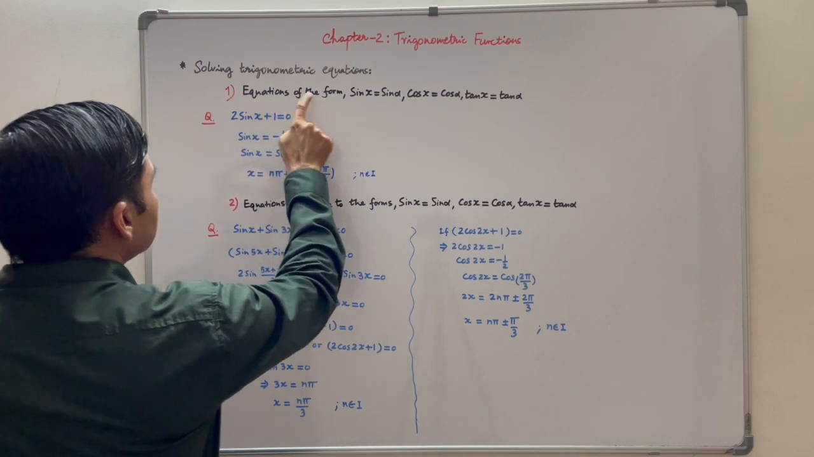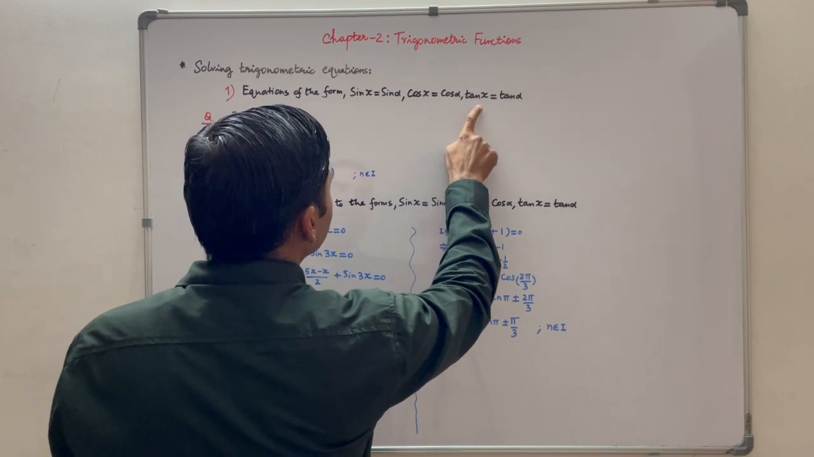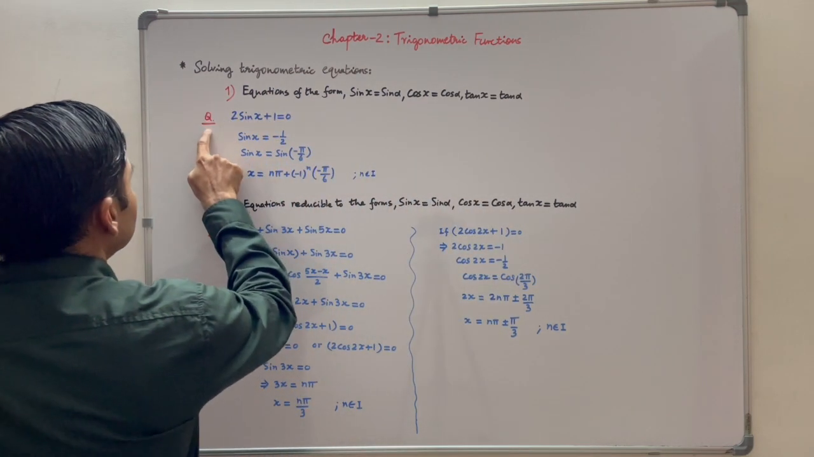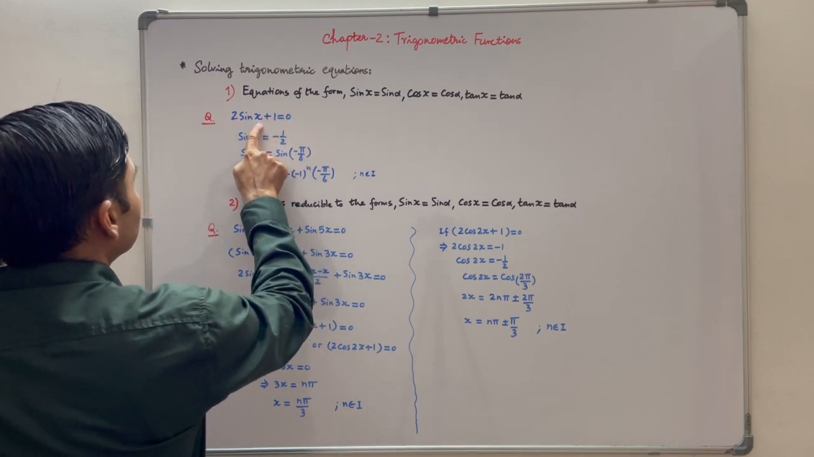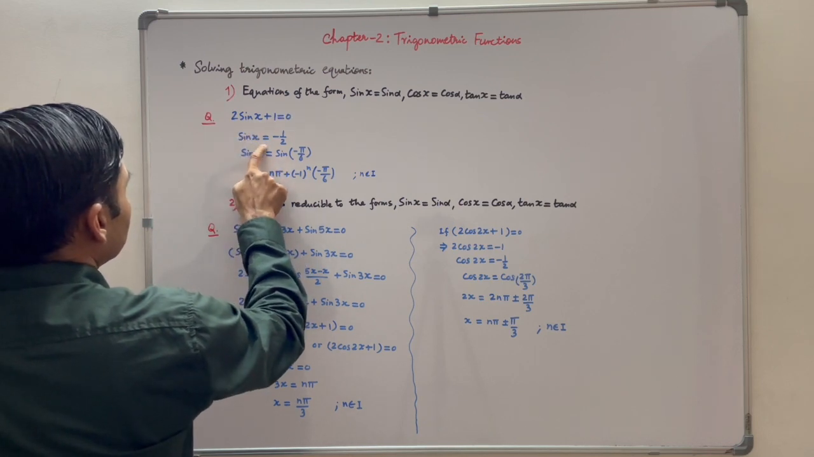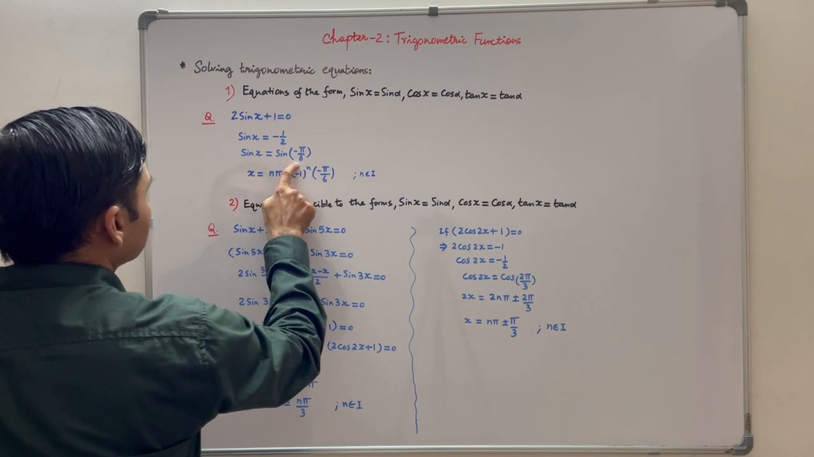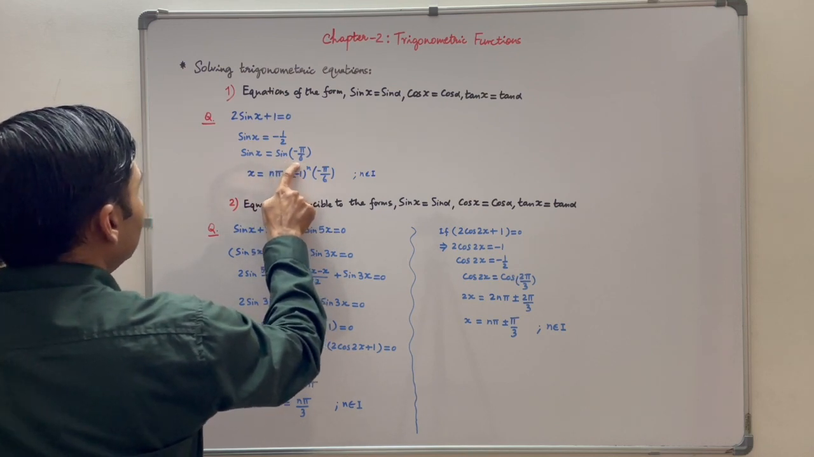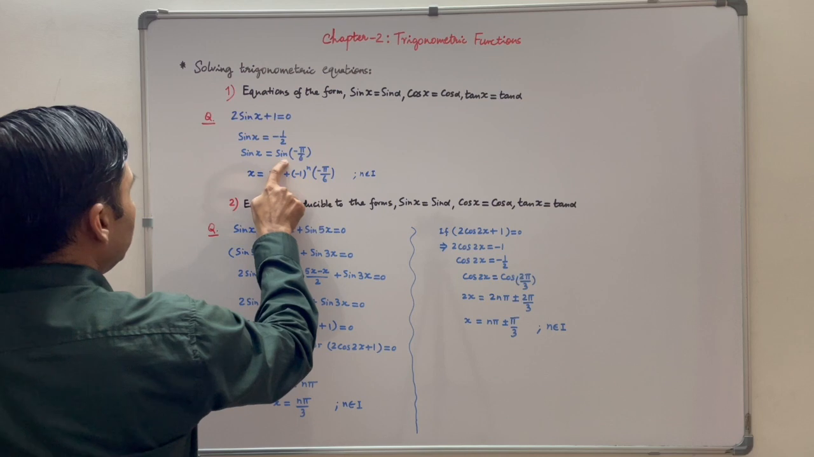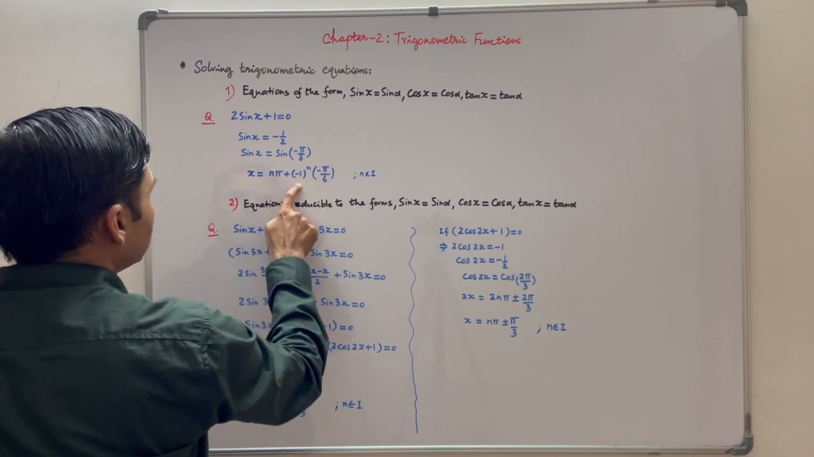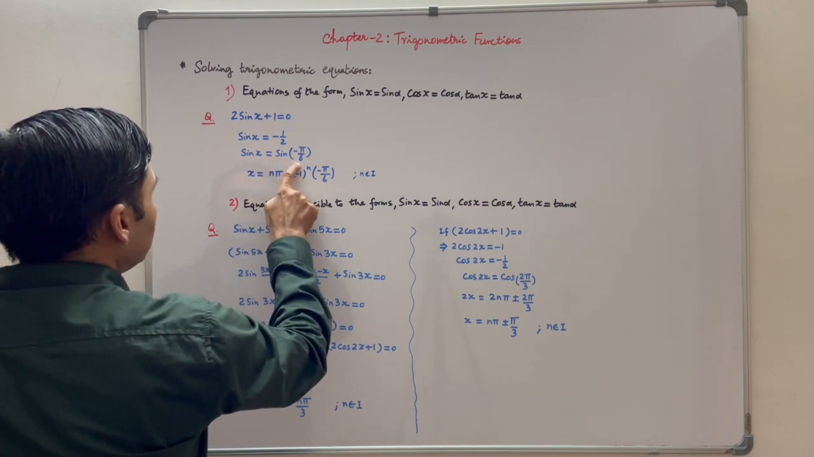First type, equations of the form sin x is equal to sin alpha, cos x is equal to cos alpha, tan x is equal to tan alpha. Let us see this question. 2 sin x plus 1 is equal to 0. We have to solve this trigonometric equation. Sin x is equal to minus 1 by 2, and this can be written as sine of minus 30 degrees or sine of minus pi by 6. Now this is in the form sin theta is equal to sin alpha. So the general solution will be theta is equal to n pi plus minus 1 to power n alpha, where theta is equal to x and alpha is equal to minus pi by 6.